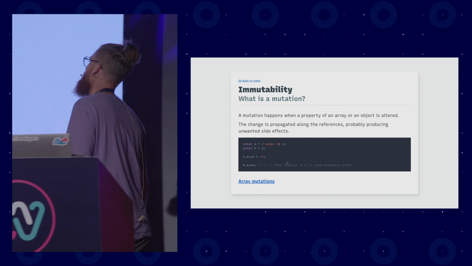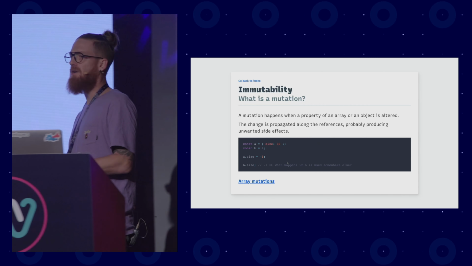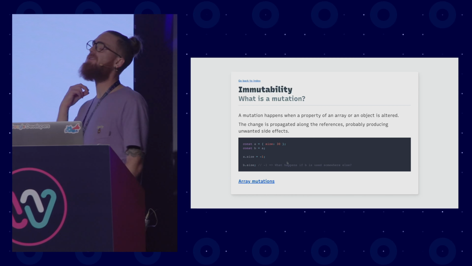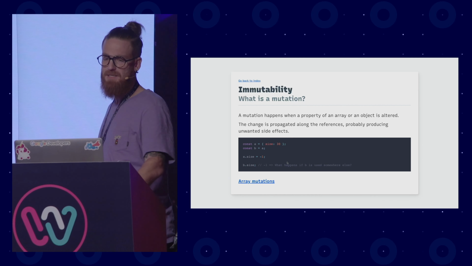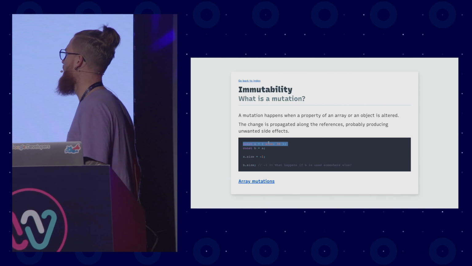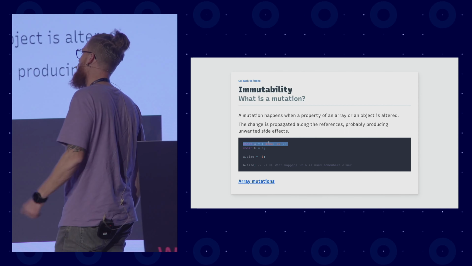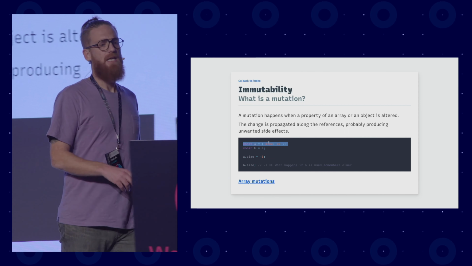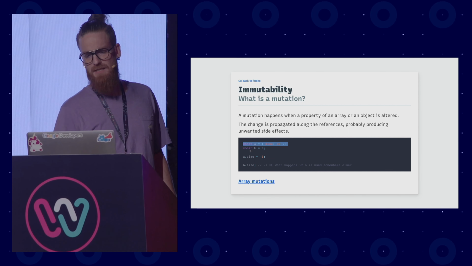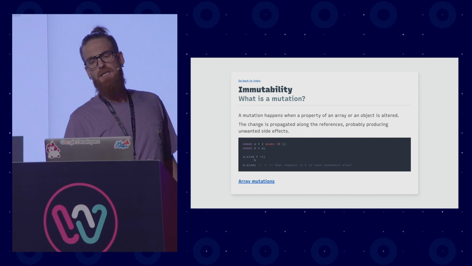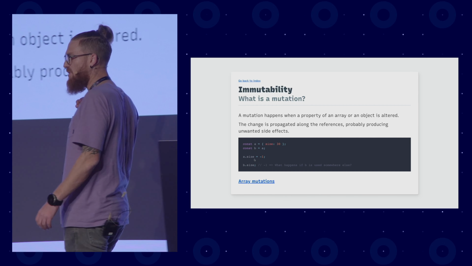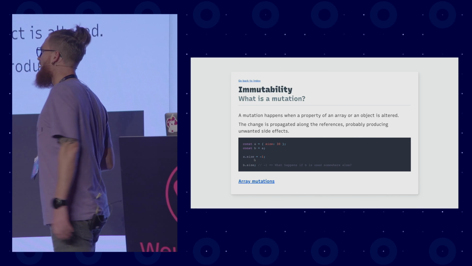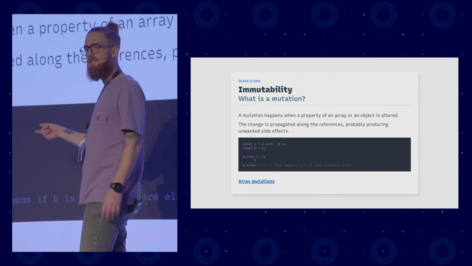A mutation happens when a property of an array or of an object is changed, but you don't change the reference. So let's take this example. I have an object with a unique property, which is called size. Then we assign the same reference to another constant, and we modify the property of the original object. The problem with that is that we have modified also the reference, the other constant.